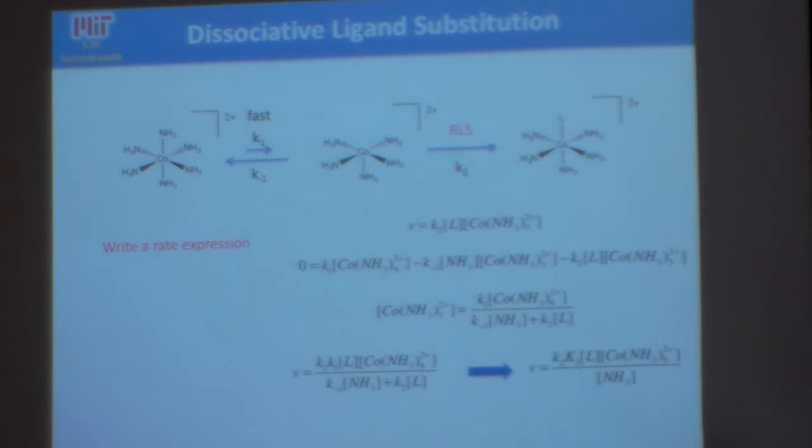But this is not surprising to our intuition, because in this step, ammonia is being liberated. So if I add more ammonia, I'm going to push this equilibrium, I'm going to Le Chatelier this over to this side. As a result, I'm going to inhibit the rate of the overall reaction.